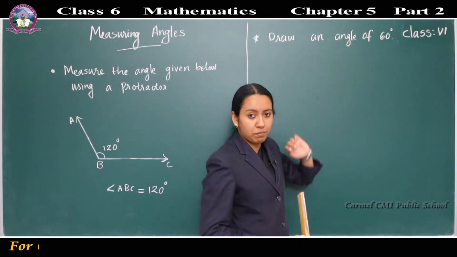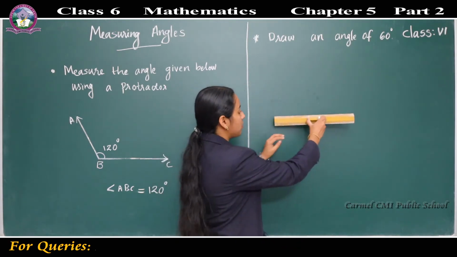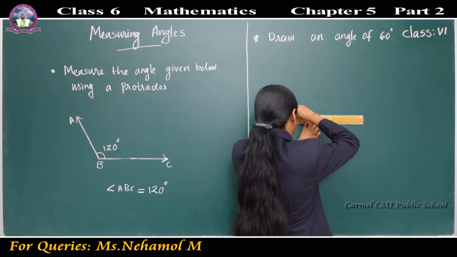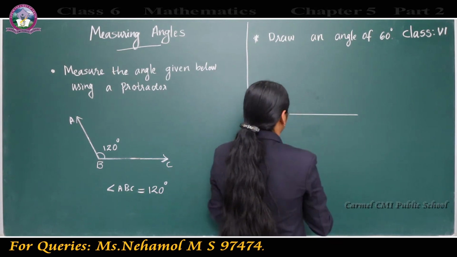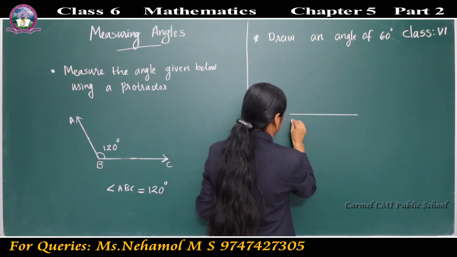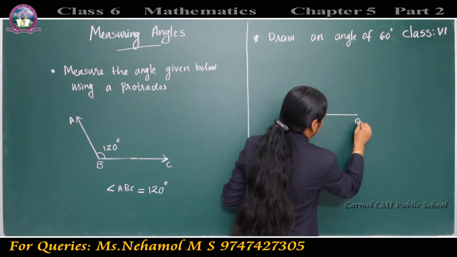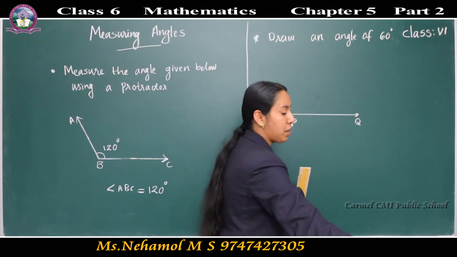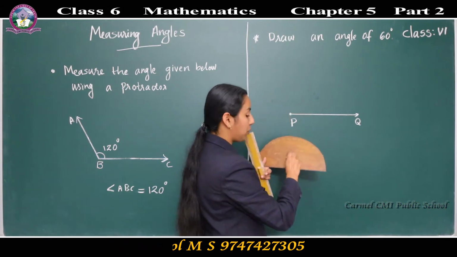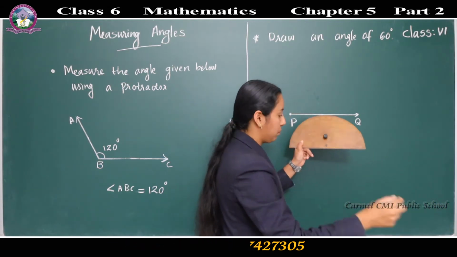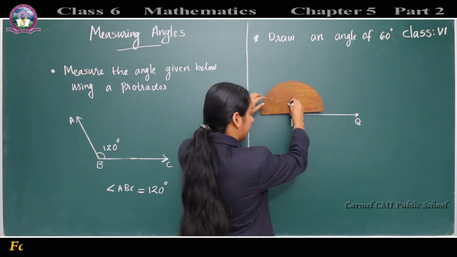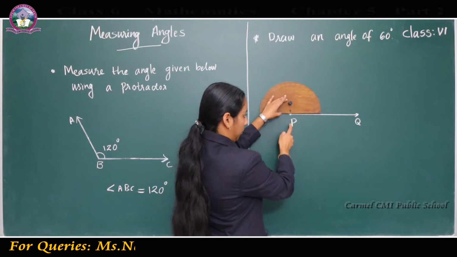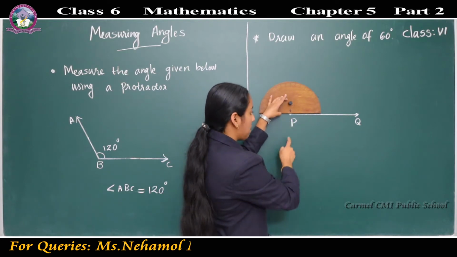Next one, draw an angle of 60 degrees. For that, first draw a ray PQ. Then place the midpoint of the protractor at the vertex P. Place the midpoint of the protractor at the vertex P.